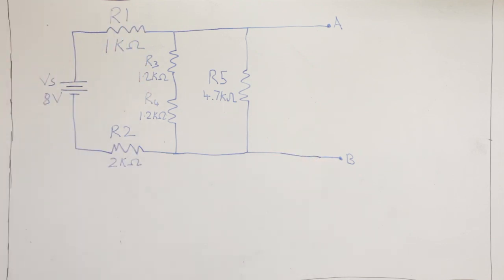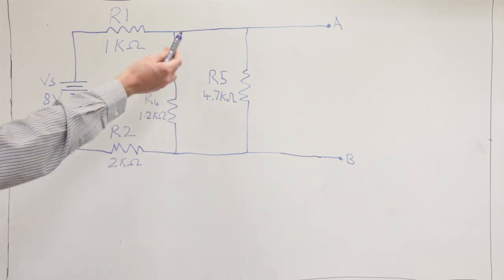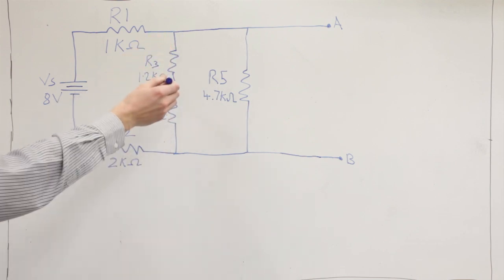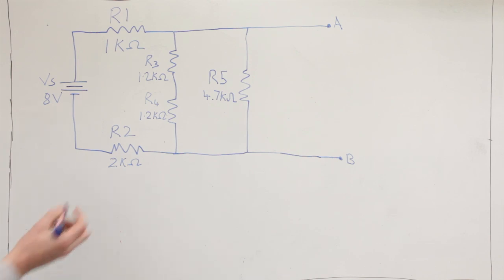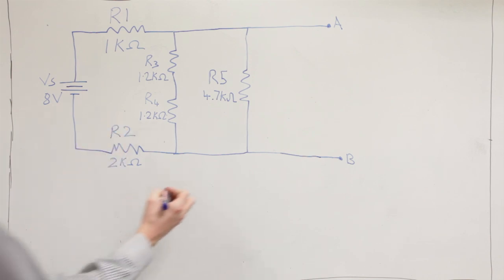Now we can see that the voltage across points A and B is going to be the voltage across this parallel section, so the voltage across R3 and R4 and the voltage across R5. So I'm going to simplify this parallel section into one resistor value. To do this we use the following formula, and we can call this resistance RA.